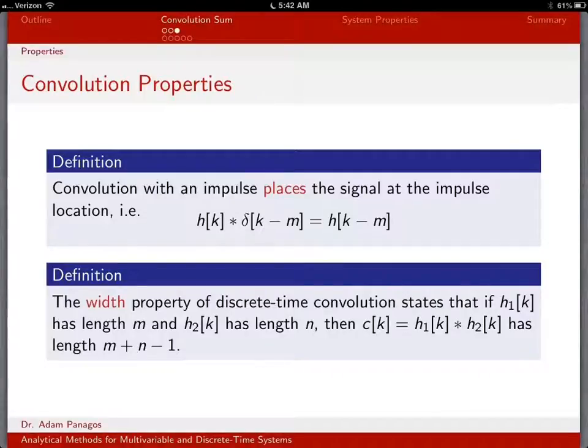Two more properties that we want to talk about for discrete time convolution. One is what happens when you convolve a discrete time signal with an impulse. It turns out that that basically just shifts the signal that you're convolving with the impulse to the location of the impulse. And I also want to talk about the width property. But let's go ahead and start with the convolution with a discrete time impulse.